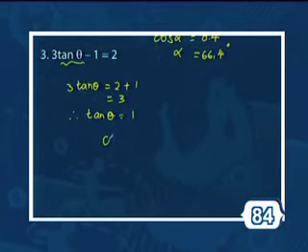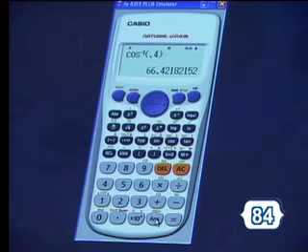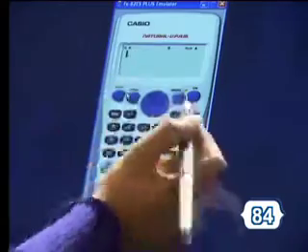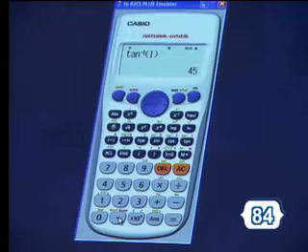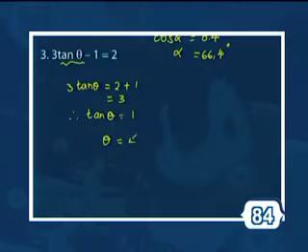Now, in order to work out the value of theta, we once again will use our calculator, and we start with the shift button because we are looking for an angle. So we go shift, tan of the ratio, and that gives us an answer of 45 degrees.